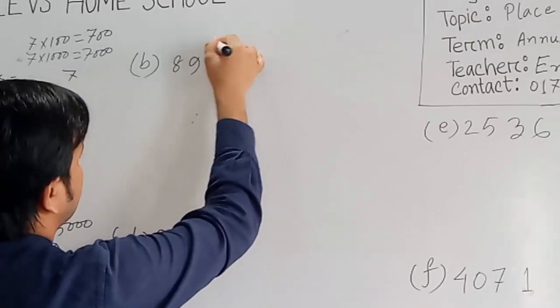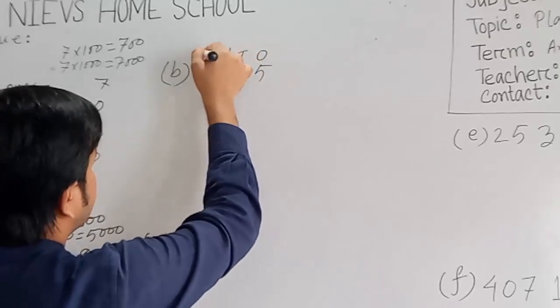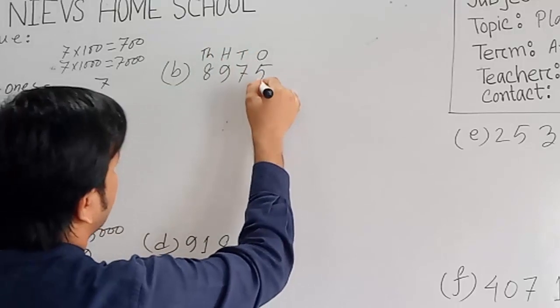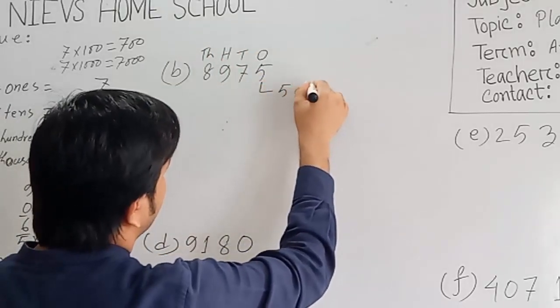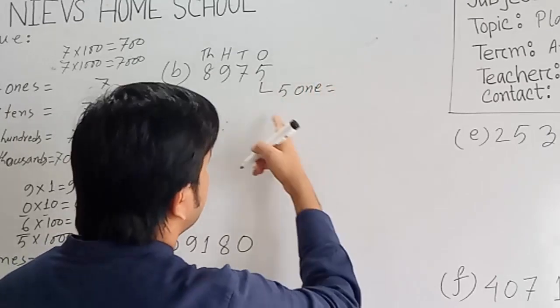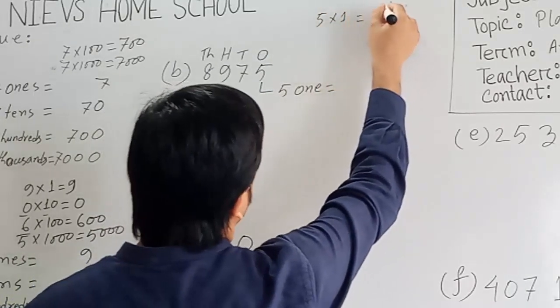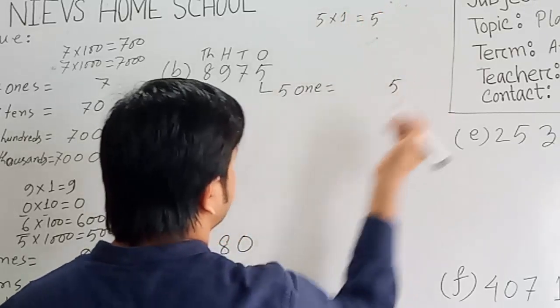5 is in ones position, 7 is in tens position, 9 is in hundreds position, and 8 is in thousands position. So we can write value of 5 is 5 ones, place value of 5 is 5 ones. So you can write here 5 multiplied by 1 means 5. So you can write here 5.